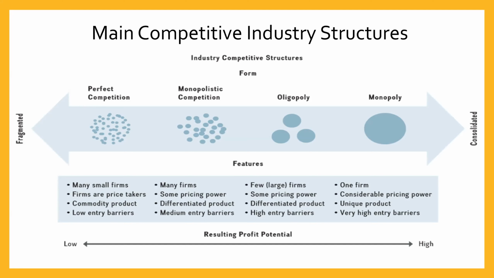Oligopoly is where you've got three players. Sometimes you hear the word duopoly, two players. So Coke and Pepsi, it's a duopoly of sorts. And if you think about the big beer companies, it's kind of an oligopoly. And then you look at monopolistic and perfect competition.